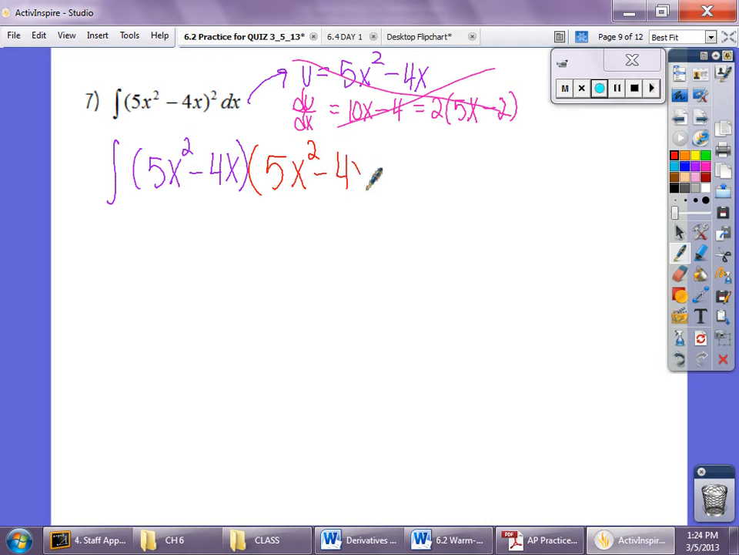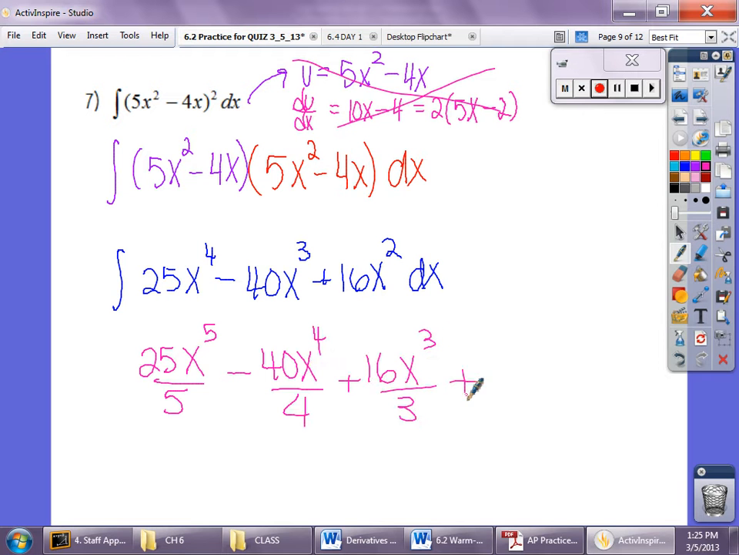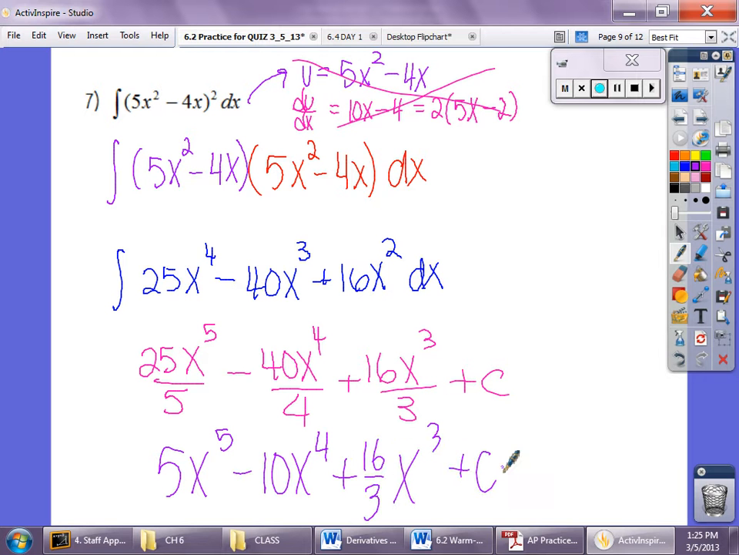So I'm going to try simplifying. I am going to distribute. And when I distribute, I get 25x to the fourth minus 40x to the third plus 16x squared dx. Now that I have that, it makes the problem a lot easier. 25x to the fifth power divided by 5 minus 40x to the fourth power divided by 4 plus 16x to the third power divided by 3 plus c. Therefore, my final answer: 5x to the fifth minus 10x to the fourth plus 16/3 x cubed plus c.